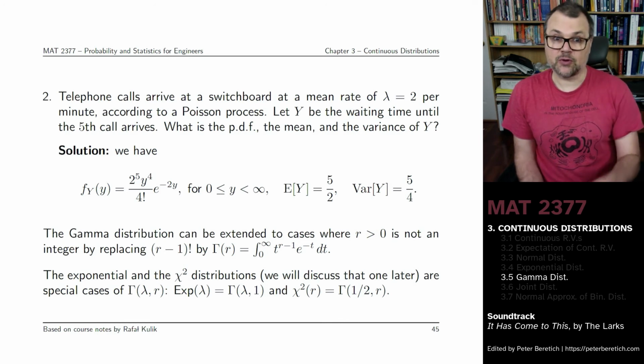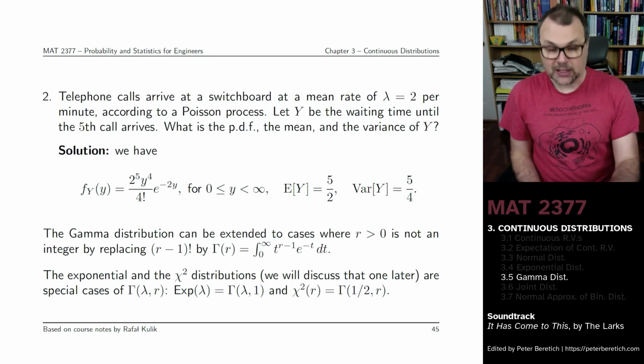But if it does follow a Poisson process, and y is the waiting time until the 5th call arrives, what's the probability density function? What's the mean and what's the variance of y? How long would you expect to wait until you get your 5th call?